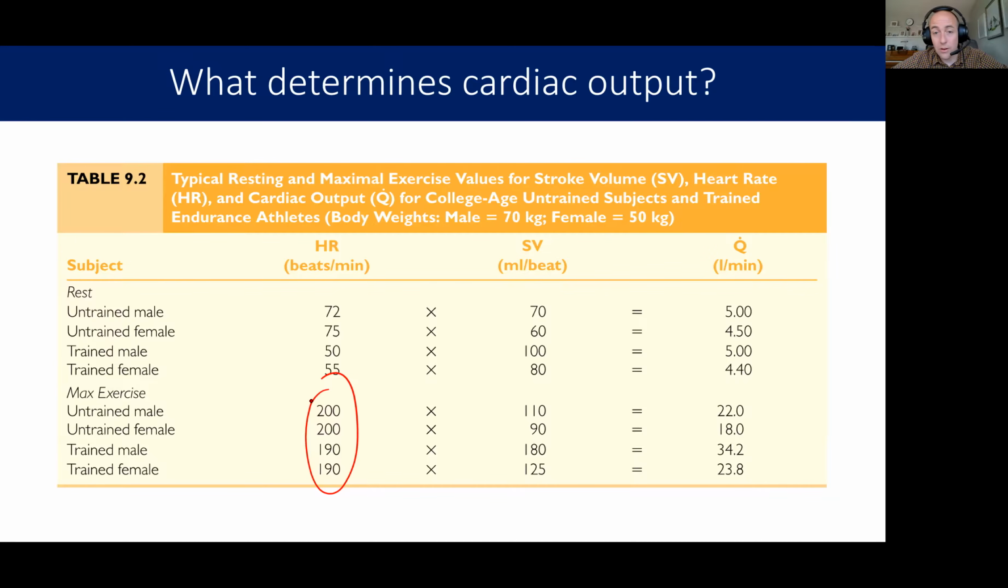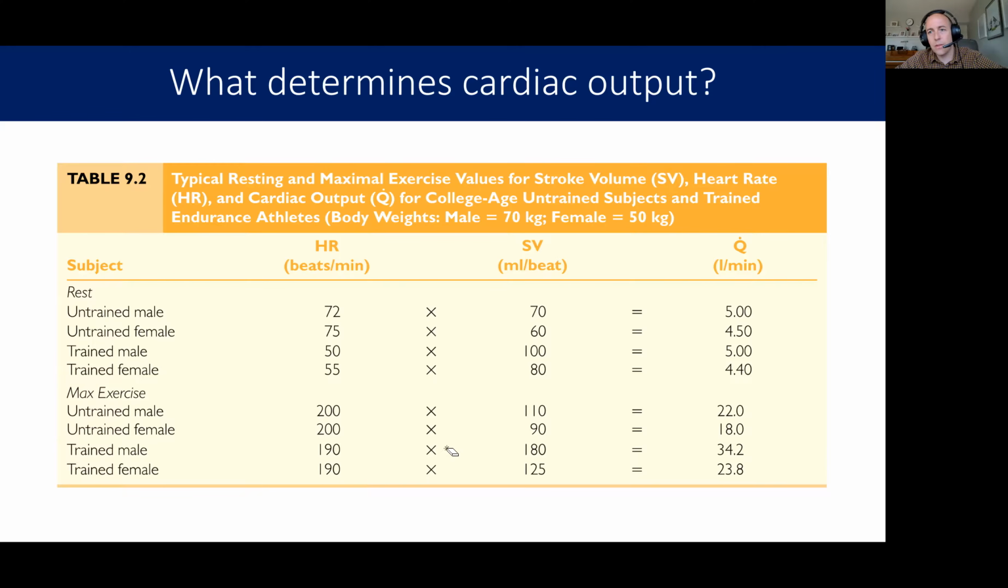In fact, max heart rate most often will tend to go down a little bit with endurance training. But because endurance training causes an increase in stroke volume, the size of the heart, they get more blood out every minute. So an untrained male has somewhere around 22 liters per minute coming out of the heart. If they're highly endurance trained, they could get that up to 34 liters per minute with fewer beats per minute, right? Because they eject more blood every minute.